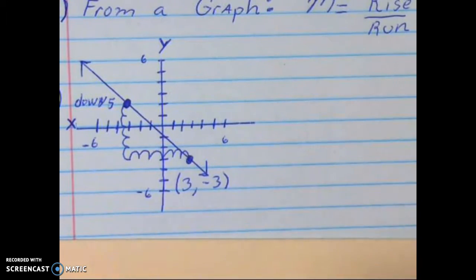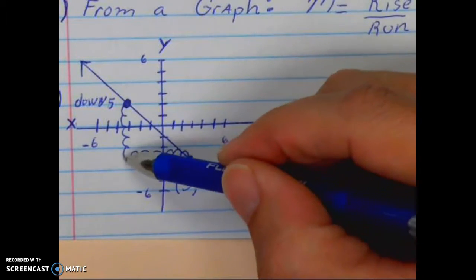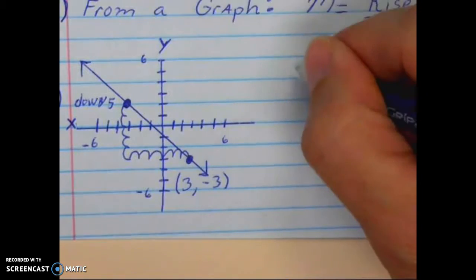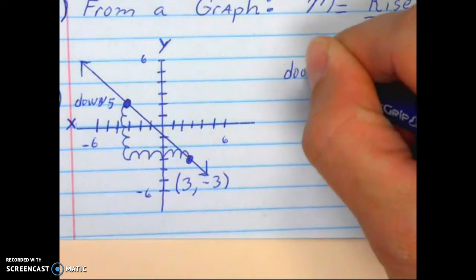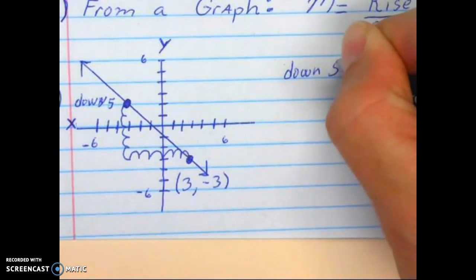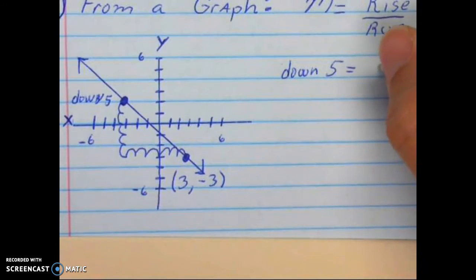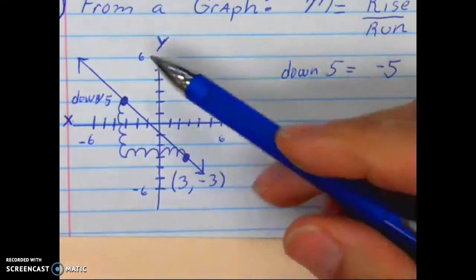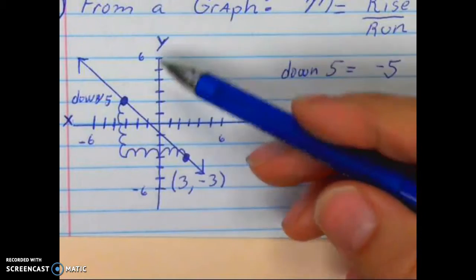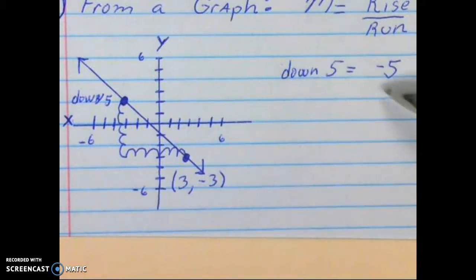All right. So I went down 5 spaces. When you go down 5, that's basically the same thing as -5, right? And that was my up and down. That was my rise. Even though we went down, it counts.